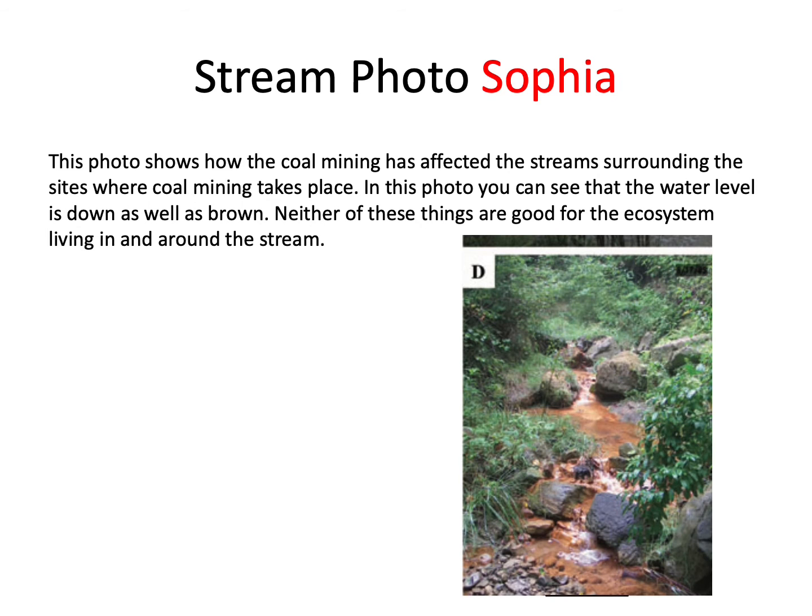This photo of a stream shows how coal mining has affected the streams surrounding the sites where the coal mining takes place. In this photo, you can see that the water levels are super low and that the water is super brown, which is neither good for the ecosystem living in or surrounding the stream.